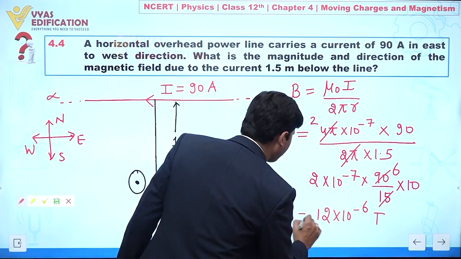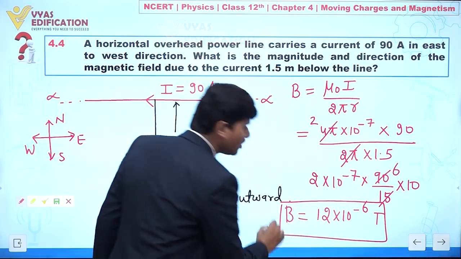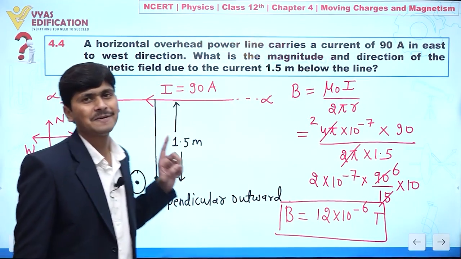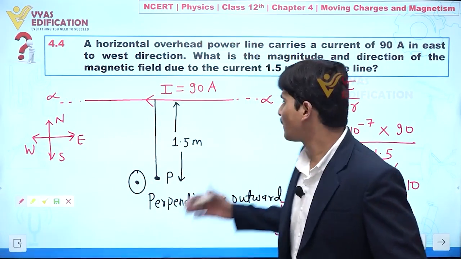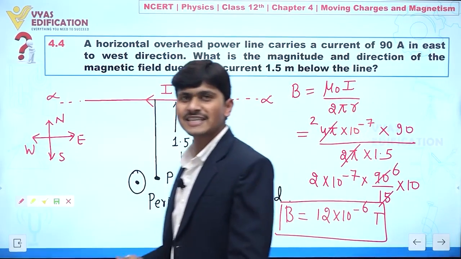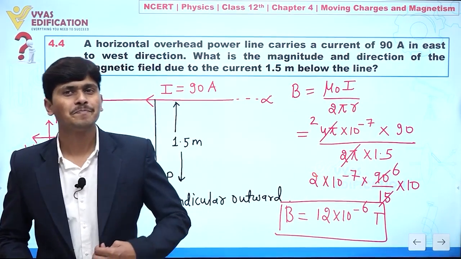So this is the value of the magnetic field at point P. Clear? And the direction is perpendicular, outward from this screen. Clear? So this is all about this question.